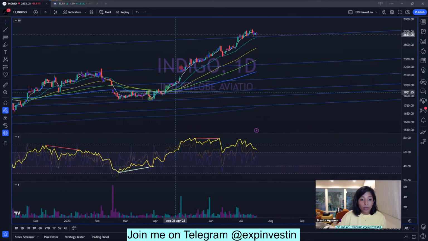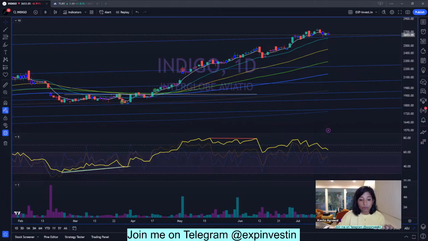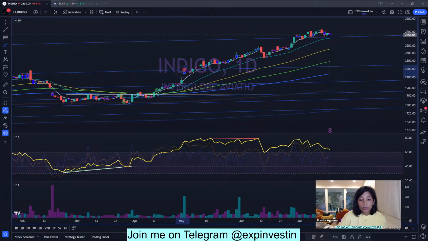All right, so here I have chosen the stock of Indigo to give you some insights. We can see that on the day of 3rd of May 2023, we saw very high volumes on the charts of Indigo.